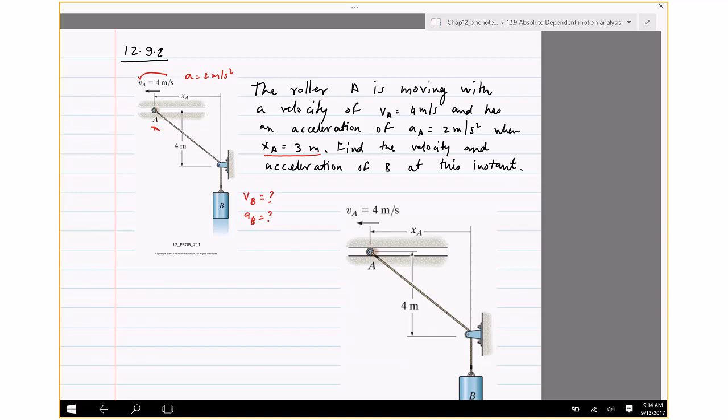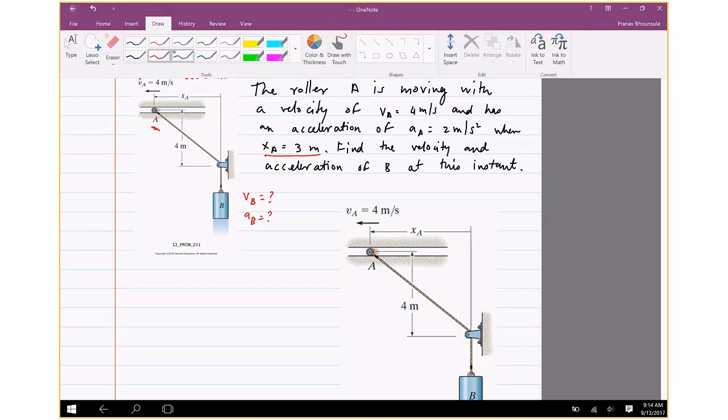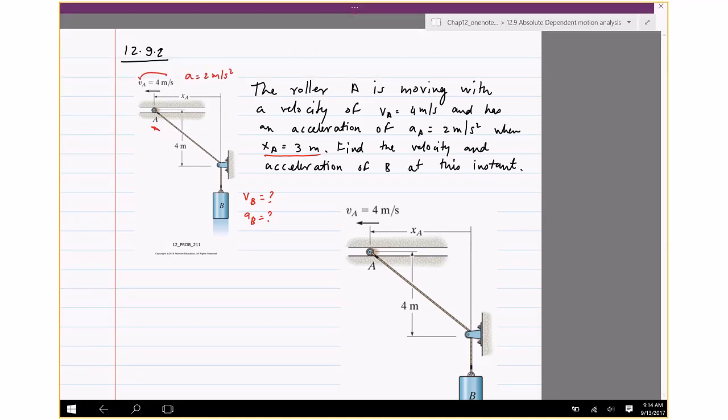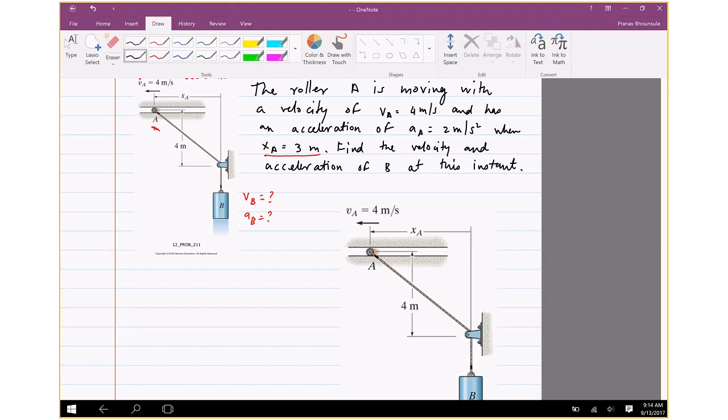So this is a problem where you need to assume two datums because there's motion up and down for B and there's motion left and right for A.